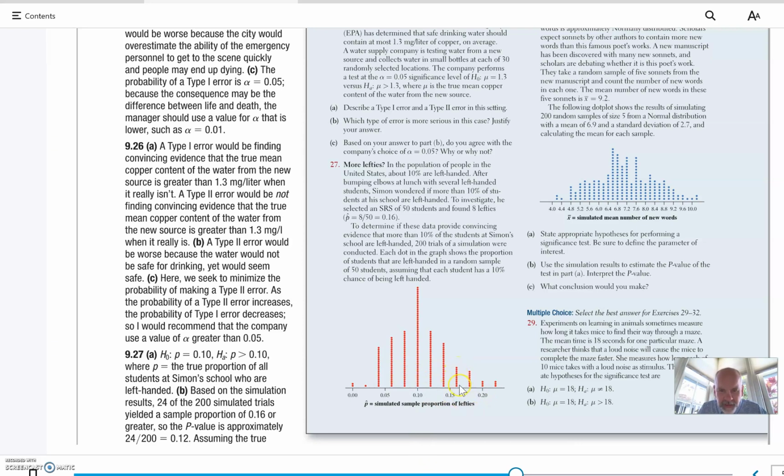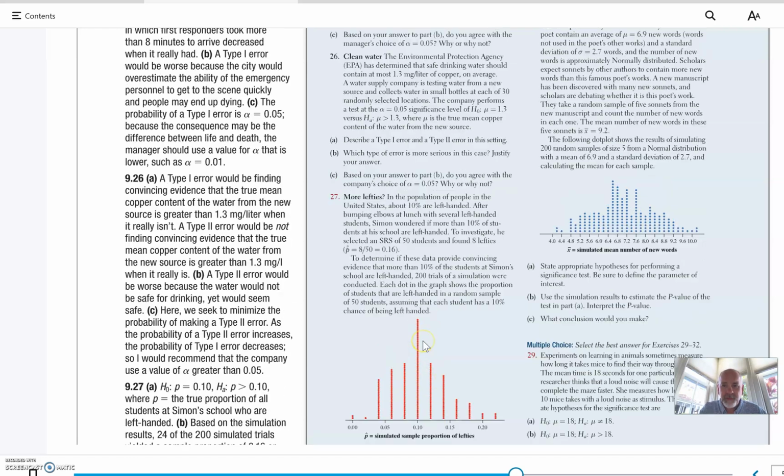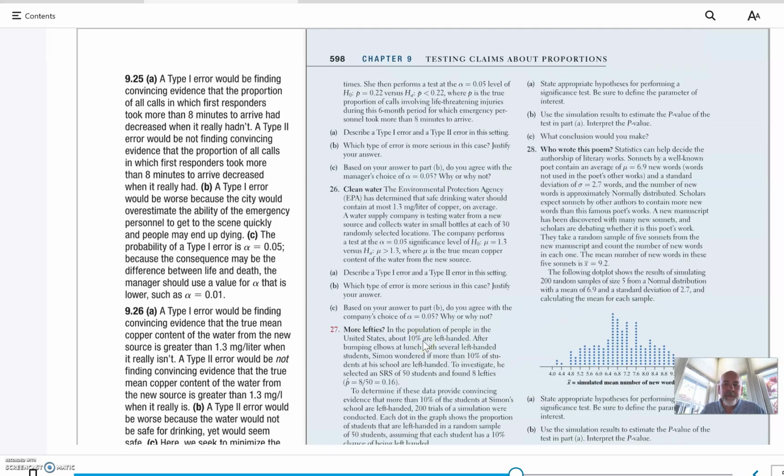We can look at all of these data points. Simon set it at 10%, but just by random chance, sometimes he got 16%, sometimes 18, sometimes 20, sometimes 22. It was pretty infrequent, but a couple times he got 22%. All these ones represent times where you got 16% or more, despite the fact that you set it at 10%. State the appropriate hypotheses.